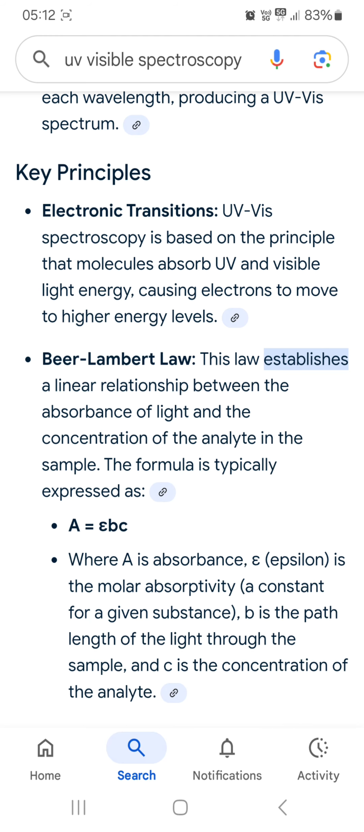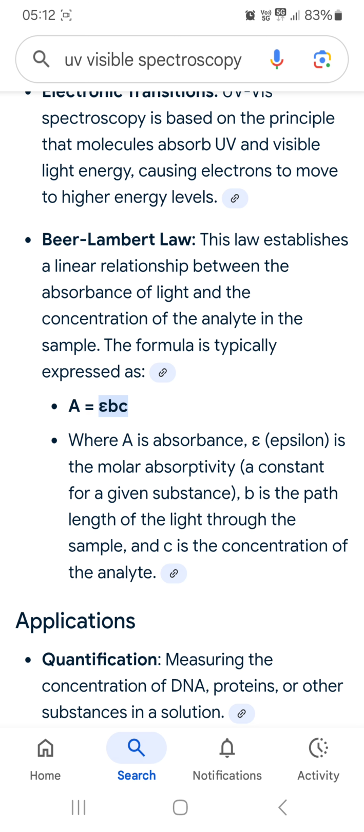Beer-Lambert law. This law establishes a linear relationship between the absorbance of light and the concentration of the analyte in the sample. The formula is typically expressed as A equals epsilon bc, where A is absorbance, epsilon is the molar absorptivity, a constant for a given substance, b is the path length of the light through the sample, and c is the concentration of the analyte.